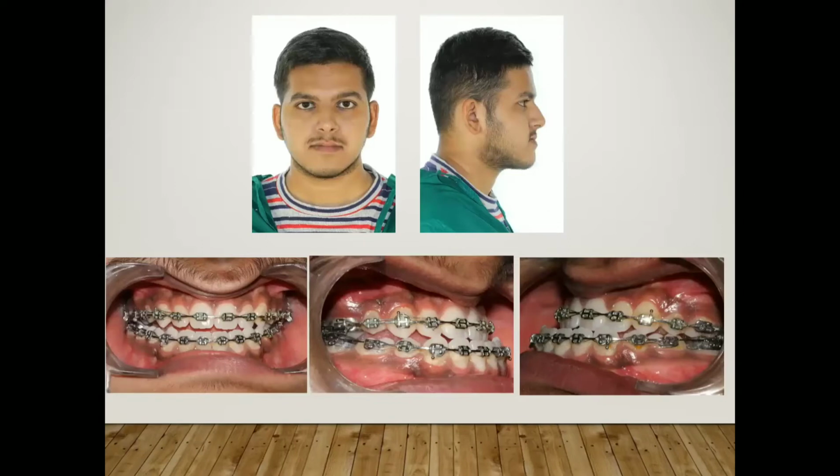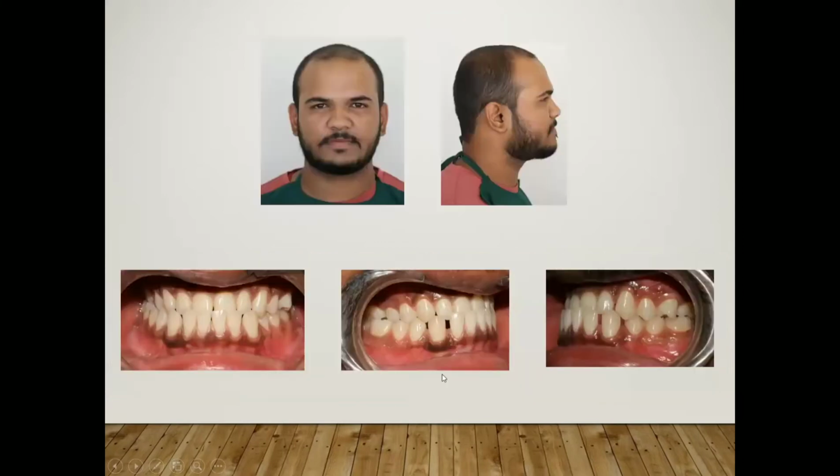So now coming on to the classification, class 3 malocclusion can be divided into a true class 3 malocclusion or a pseudo class 3 malocclusion. This picture is a true class 3 malocclusion where the patient has a prognathic mandible. In the intraoral picture, you can see the patient has a negative jet, and the molar relationship is class 3, where your mesiobuccal cusp occludes between your mandibular first and second molar. So these are the features of a true class 3 malocclusion.